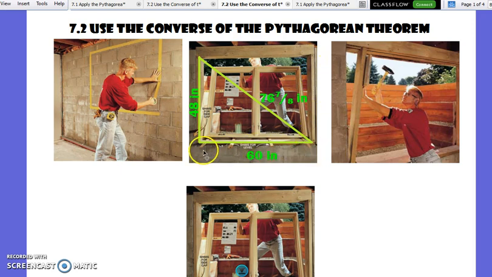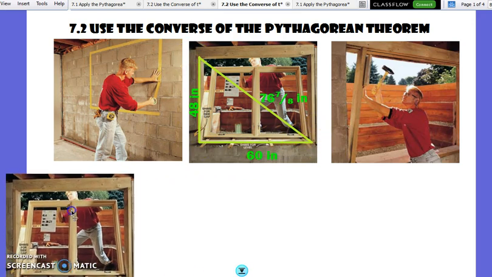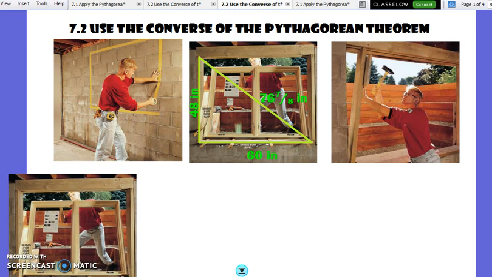So here is what an actual construction worker might do. They would obviously tape off the opening first, but the idea is that they would measure, and this is a 4 by 5 foot window. The measurement they're really interested in is this diagonal right here, to see if that's actually a right triangle or not. The original theorem said that if you have a right triangle, then a squared plus b squared equals c squared. The converse says if a squared plus b squared equals c squared, then you have a right triangle. So we're just using the reverse to check.